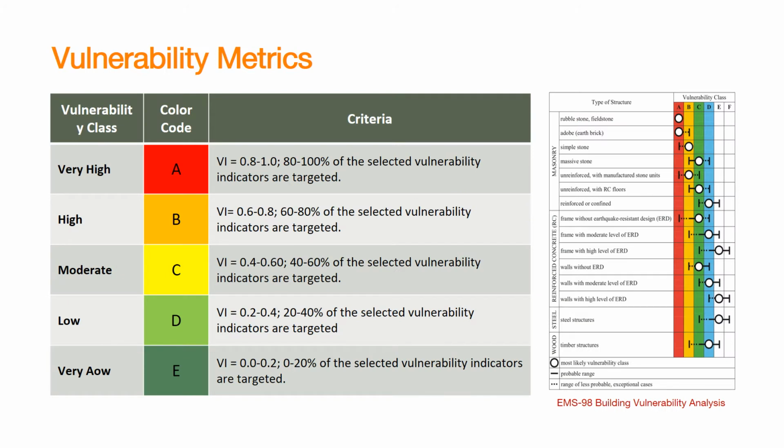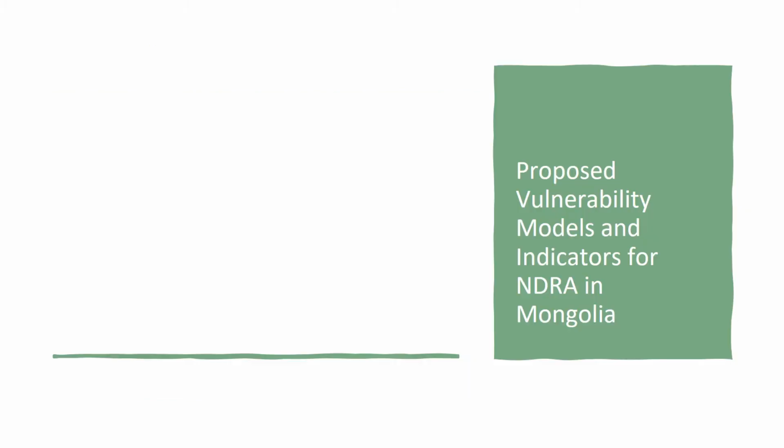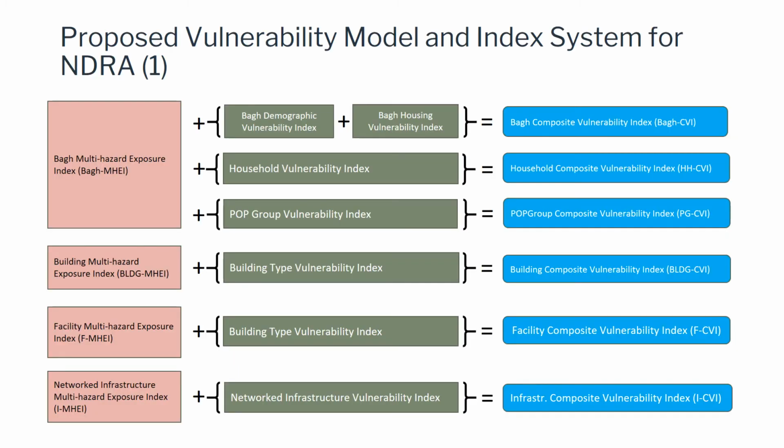The vulnerabilities metric is very high, high, moderate, low, and very low. That is five vulnerabilities classes. Next is Section 3.2, proposed vulnerabilities model and indicators for national disaster risk assessment in Mongolia.